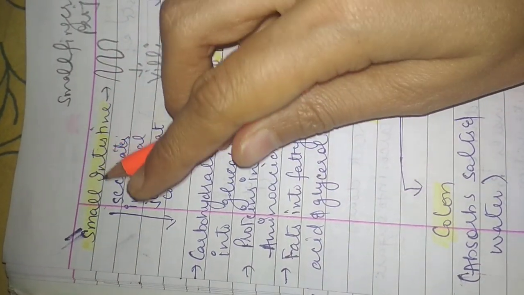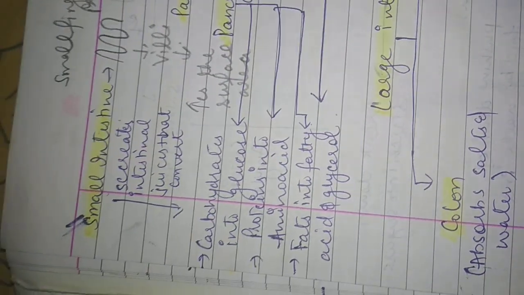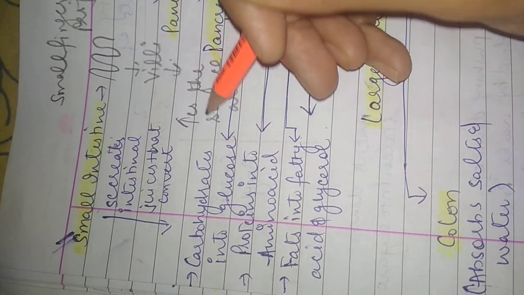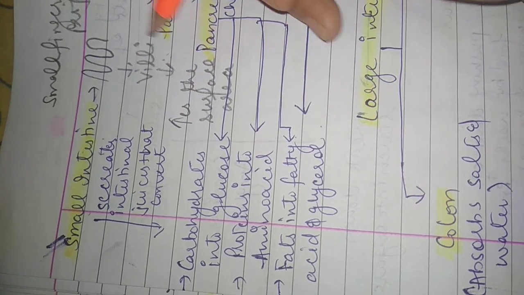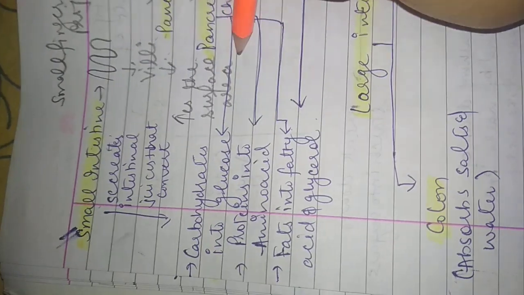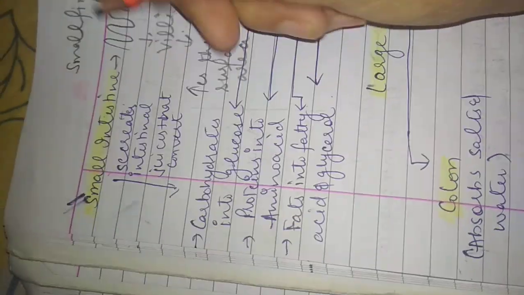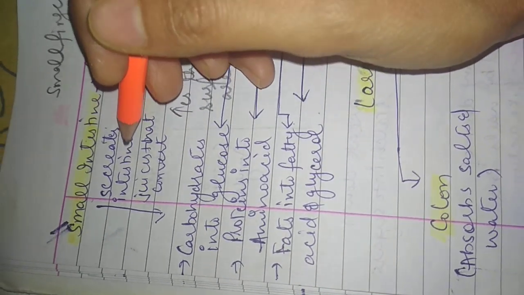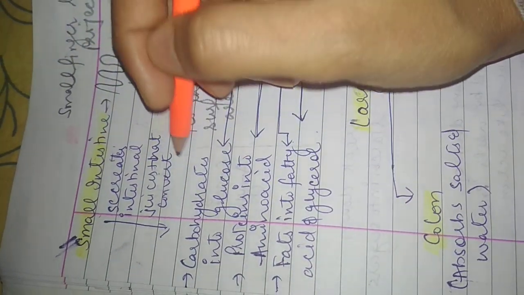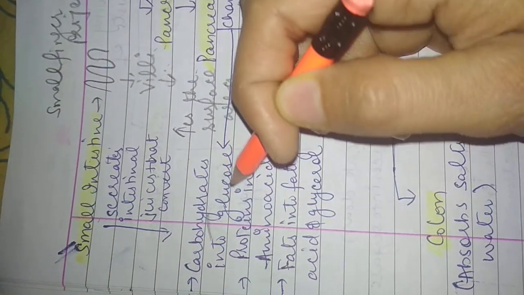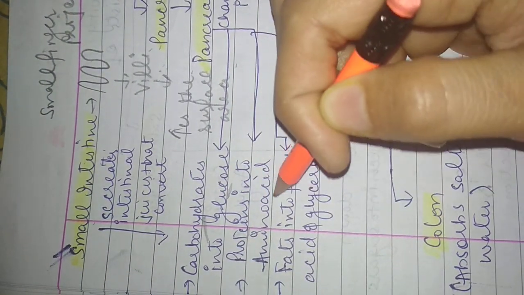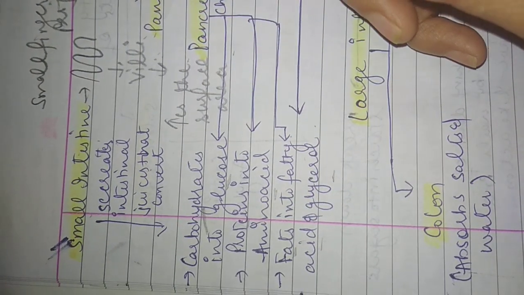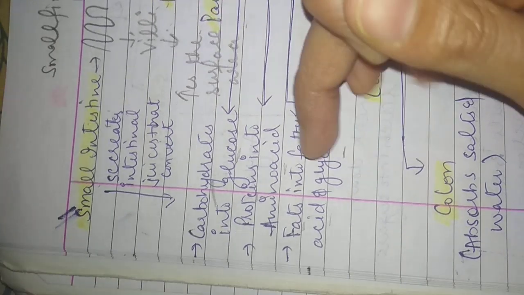So in the small intestine, absorption, the third step of digestion, takes place with the help of villi. Villi increase the surface area. And one more function of the small intestine is there. It secretes intestinal juices that convert carbohydrates into glucose, proteins into amino acids, and fats into fatty acids and glycerol. Got it?